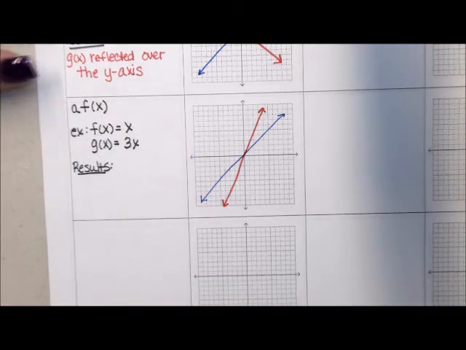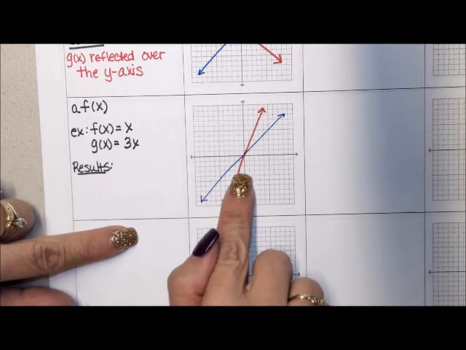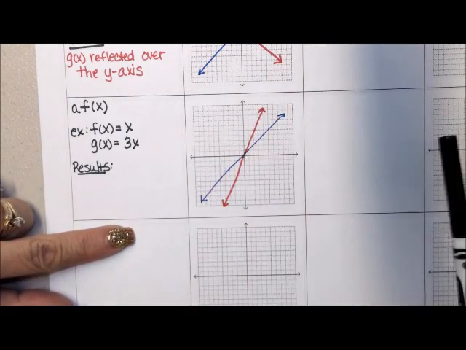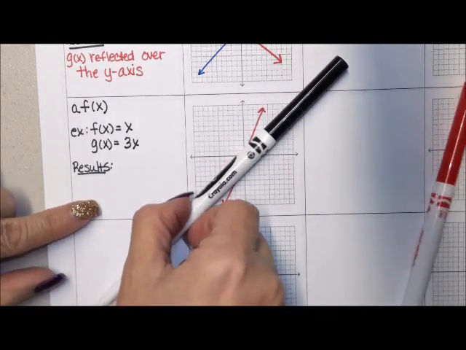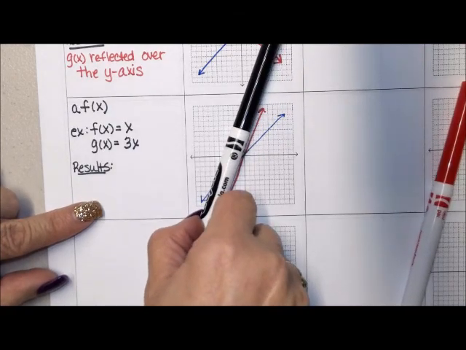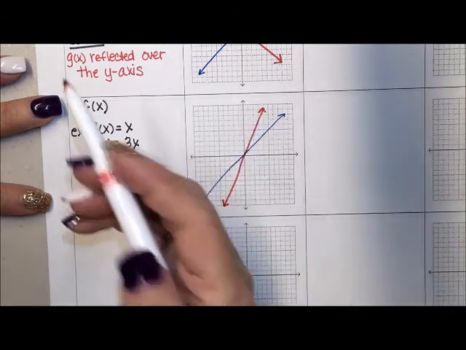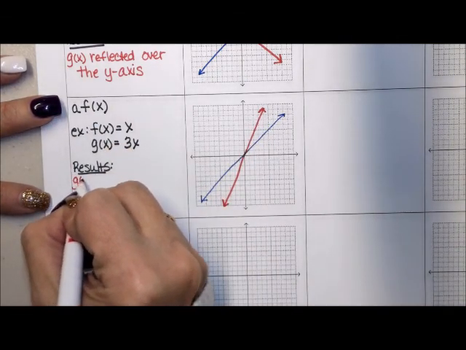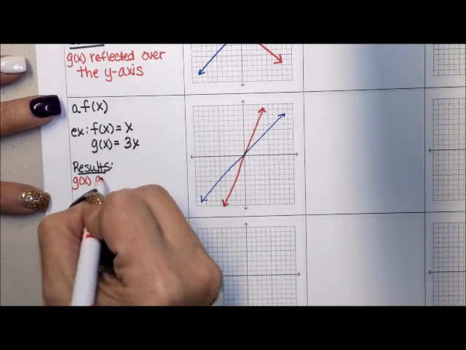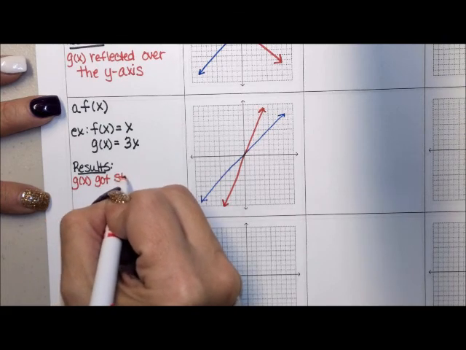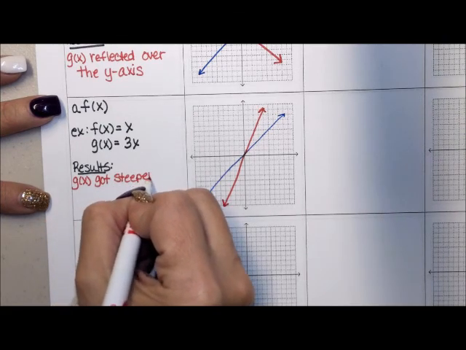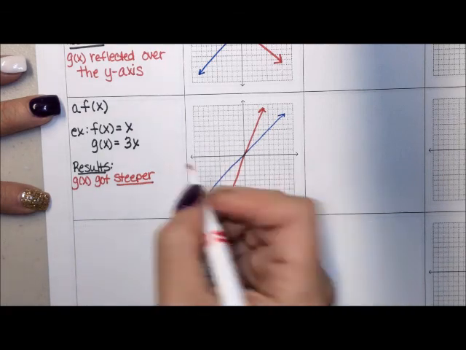So I'm looking at that and I notice that g of x is steeper. Here's my parent function, g of x got steeper. So what is the result? G of x got steeper. That's the word I want to use. I'm going to underline that. That's my vocabulary: steeper.